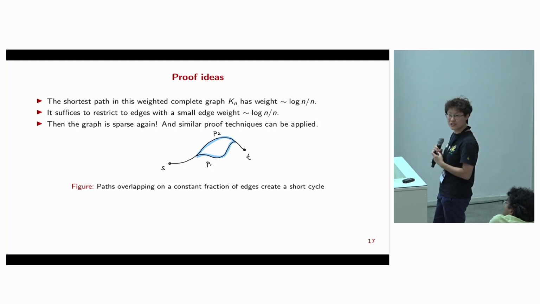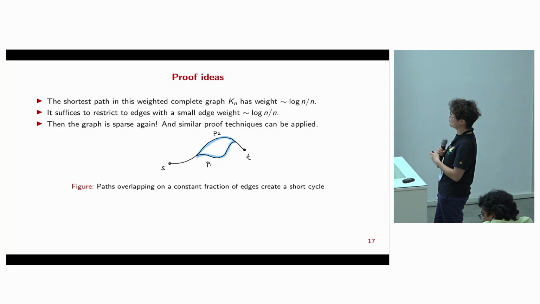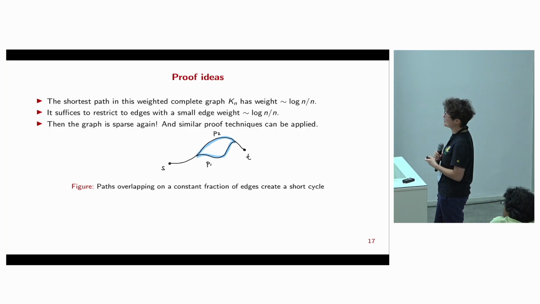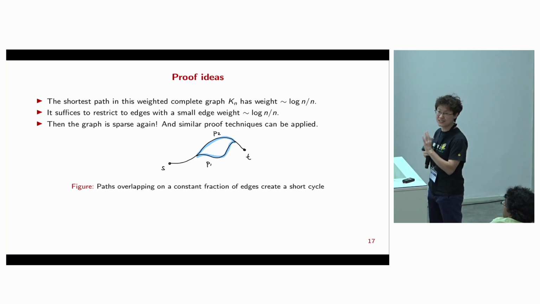So if the shortest path already has very small weight, then an edge with weight more than log n over n wouldn't qualify to be in the shortest path. So you can restrict yourself to all of the edges with very small edge weight. Then this reduces to a sparse model again. And then you show that you can't have an intermediate short cycle in the neighborhood of S, so there's OGP.